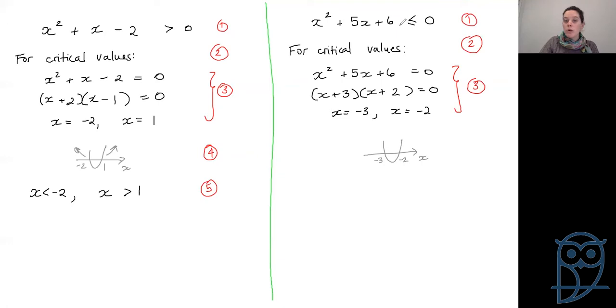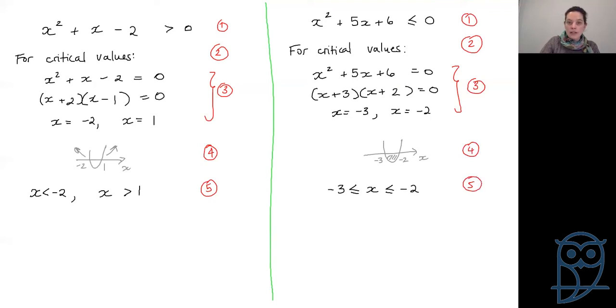Which zone do we want? Back to the original quadratic, quadratic less than or equal to 0. So we want this one in the middle, only one answer in this case. So now we would have minus 3 less than or equal to x less than or equal to minus 2. So there's our step 4, the mini sketch. Step 5, the final answer.